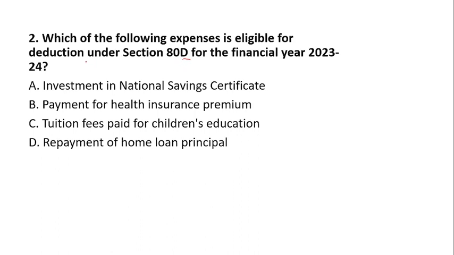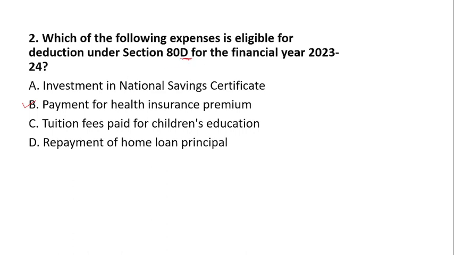Okay, so let's start. Option A is investment in National Savings Certificate. Option B is payment of health insurance premium. Option C is tuition fees payment for children's education, and option D is repayment of home loan principal. So what will be the right answer? The right answer is option B.